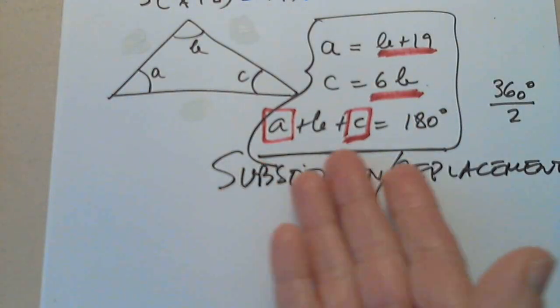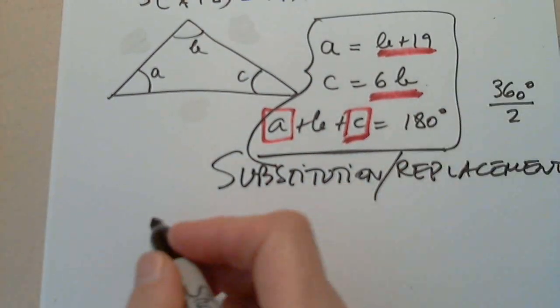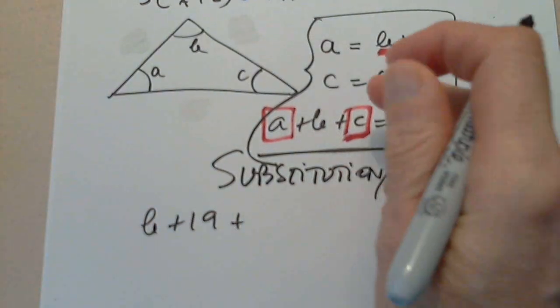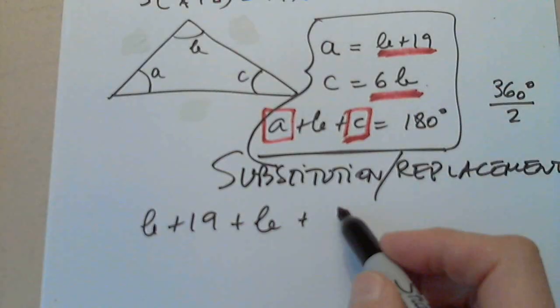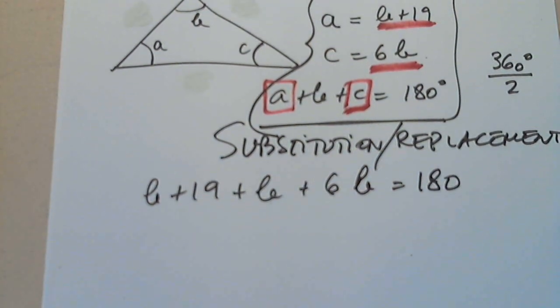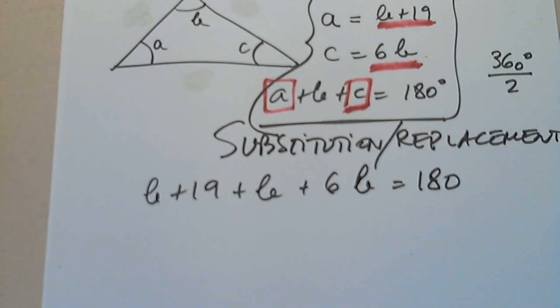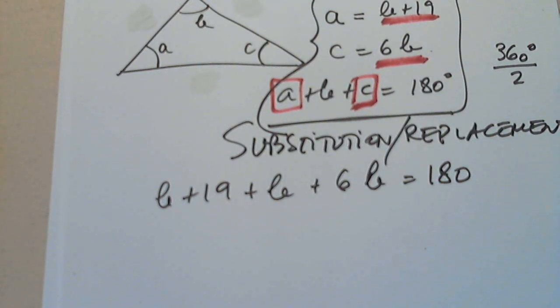I don't know how to solve an equation with 3 variables. That's why this information is given to us, to replace A by B plus 19 plus B and substitute C by 6B. This is an equation I know how to solve. One minute, please give me B, and then give me A, and then give me C, and then add them up to make sure that they add up to 180.